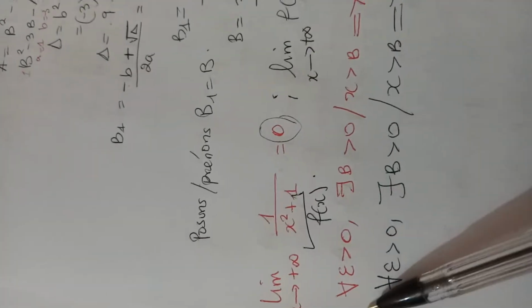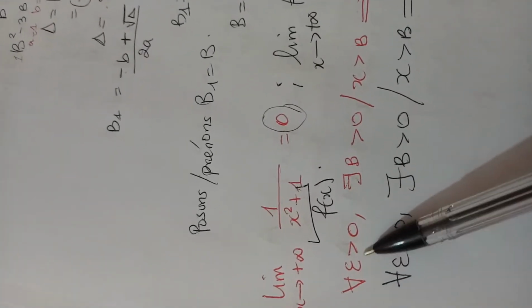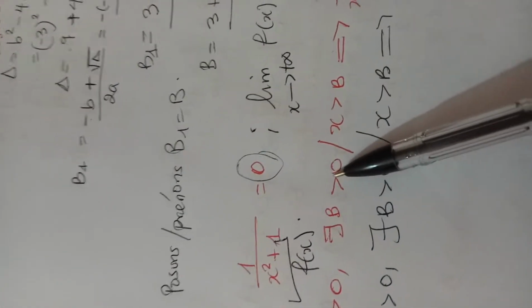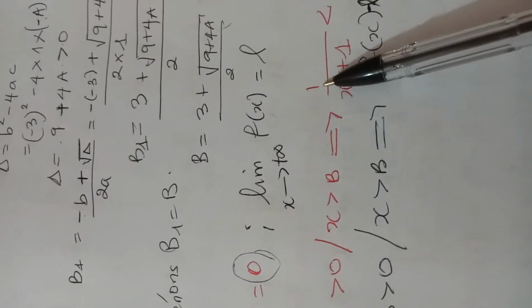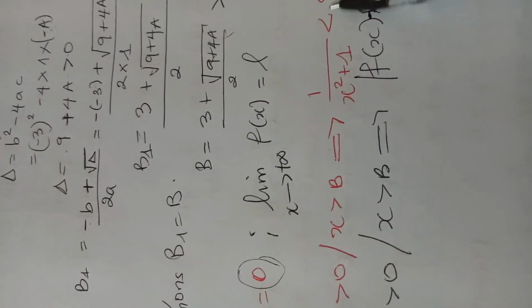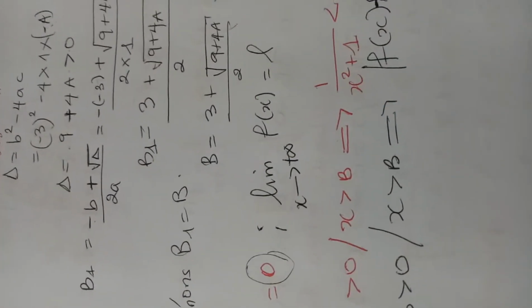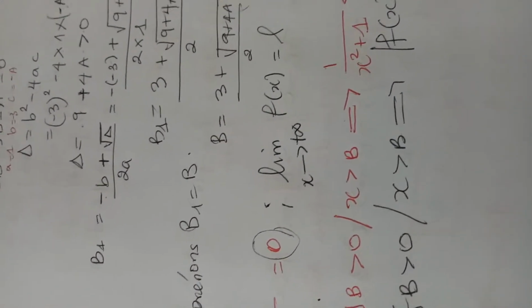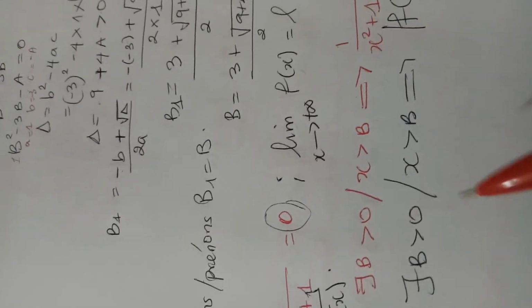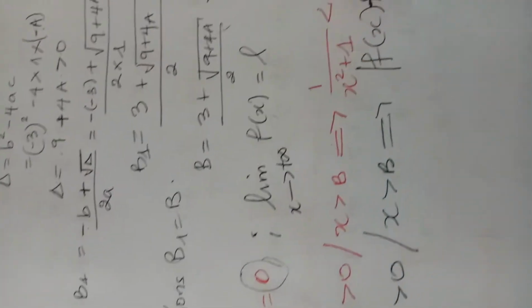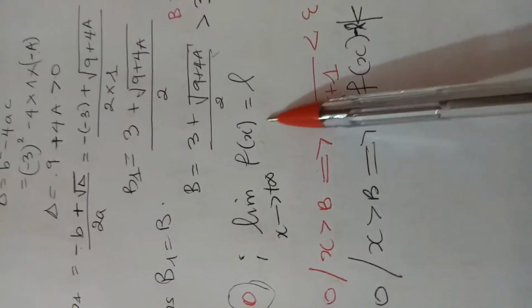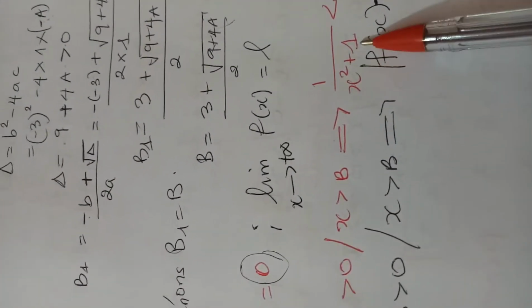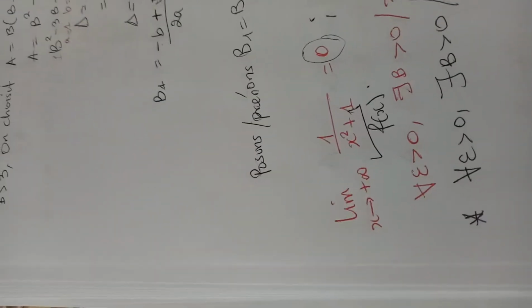So for this question, I wrote here that for every epsilon greater than 0, there exists a b greater than 0, such that x greater than b implies that 1 over x squared plus 1 is less than epsilon. Why did I put 1 over x squared plus 1? Because L is 0. So even if I subtract 0, I will still get 1 over x squared plus 1. So I just left it as 1 over x squared plus 1 less than epsilon, just like we've always been doing.